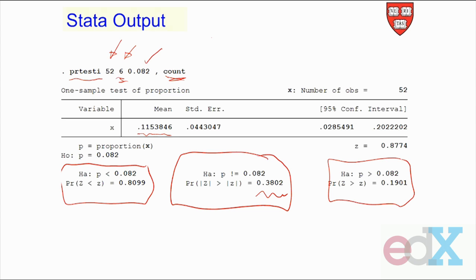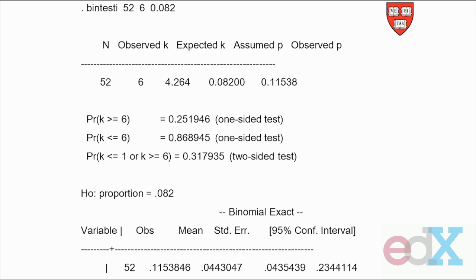The other one, Stata has another option, which is called bitest, and here's the immediate version of that. So 52, 6, .082, just like before. And what it comes back with is the quote "exact." So this is once again the exact version of this test of hypothesis. Now, exact is fine if you're doing a one-sided test. So you do the one-sided on the one side, and the one-sided on the other side.